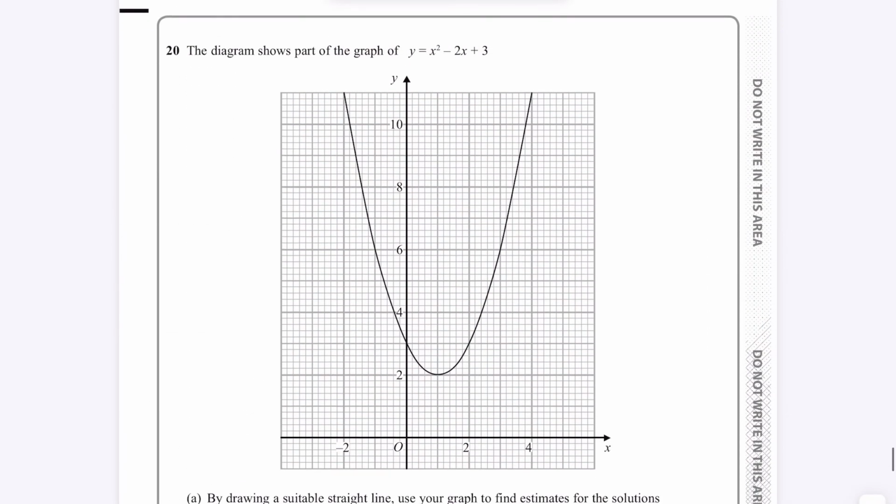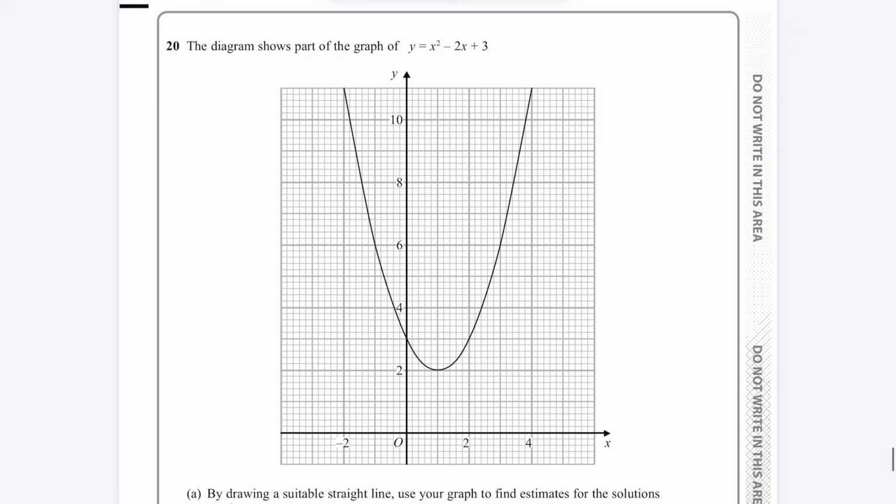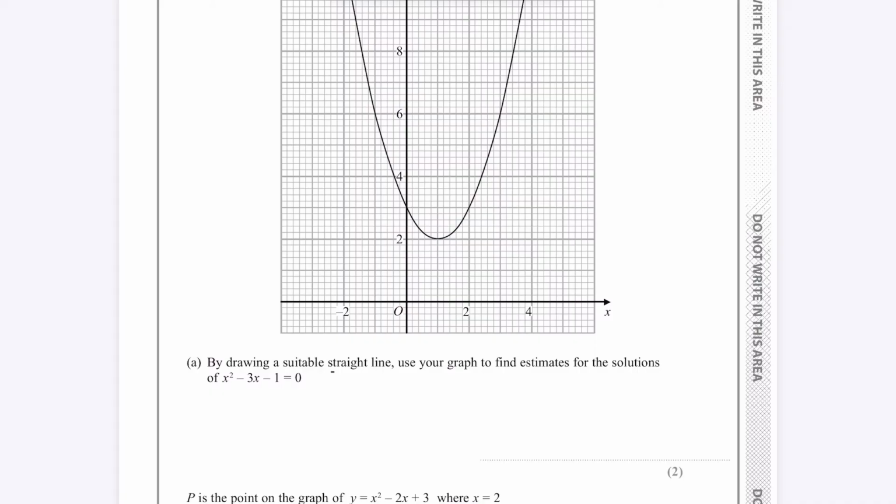The diagram shows part of the graph y is equal to x squared minus 2x plus 3. By drawing a suitable straight line, so careful, it does say straight line, find the estimates, so that means there's more than one.